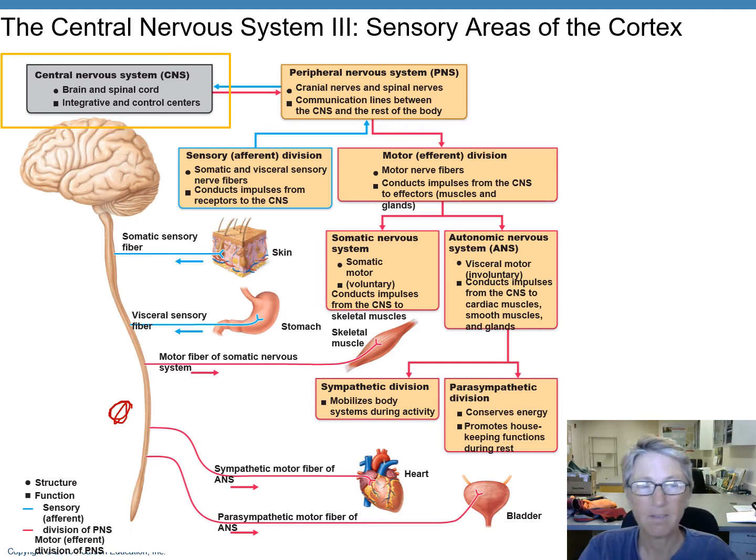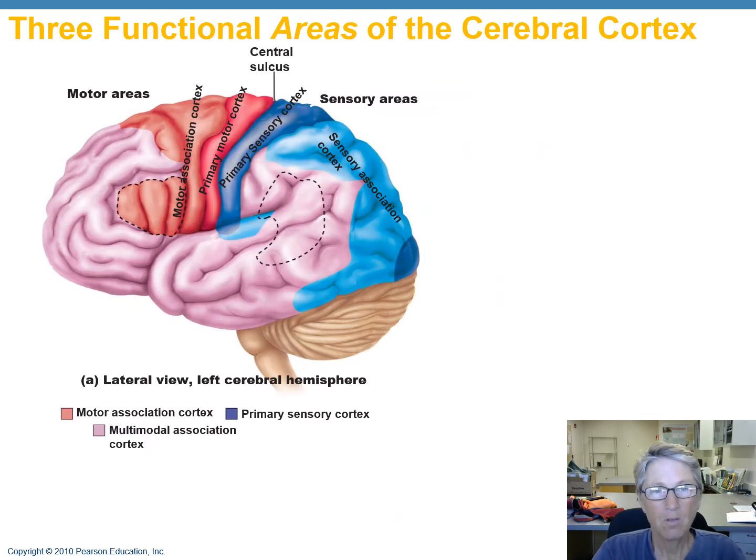So these are the sensory areas of the cerebral cortex. Just as a review, there are three functional areas of the cerebral cortex: motor areas, sensory areas, and multimodal association areas. And in this cartoon, in the functional sensory areas, we have the primary sensory cortex, and that lives in the postcentral gyrus. And then we have the sensory association cortex.